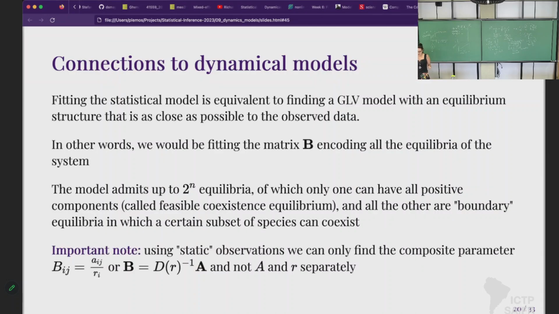And one important note for both of these perspectives is that what we're doing here, like what you asked, Miguel, is when we're fitting this matrix and finding this matrix, what we're finding is this composite parameter. We're not finding the growth rates or the interactions, but some version of these parameters because of this transformation that we did. So this is one thing that it's important to keep in mind.